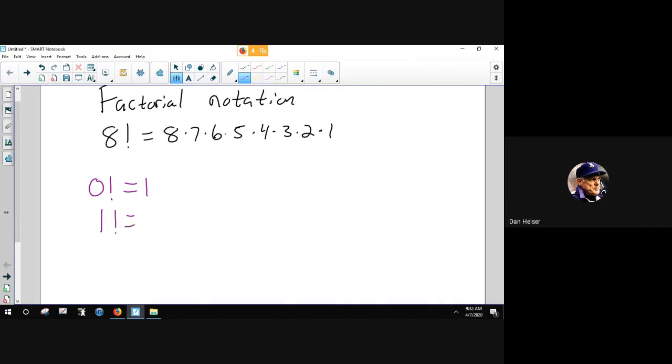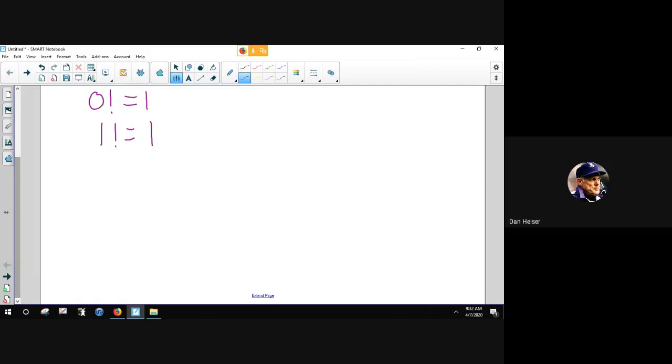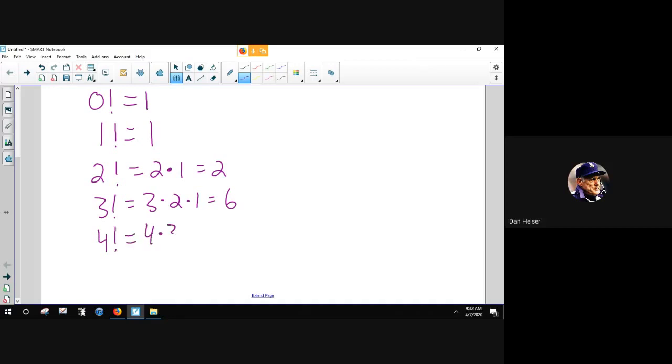1 factorial is also 1. It's just 1, there's nothing else to multiply by. 2 factorial is 2, 2 times 1. 3 factorial. Now we start to get somewhere. 3 times 2 times 1, and we end up with 6. 4 factorial. 4 times 3 times 2 times 1. 24.